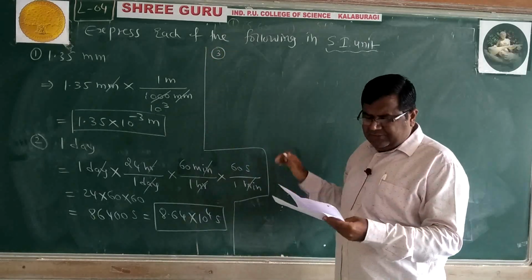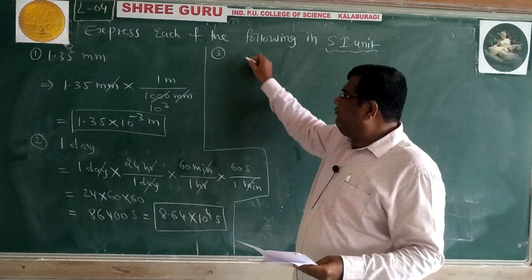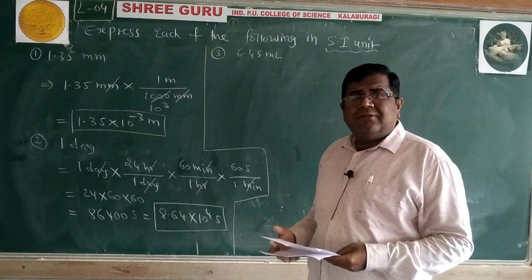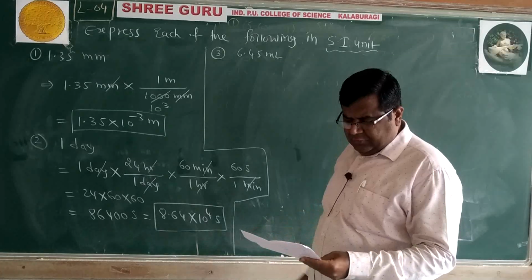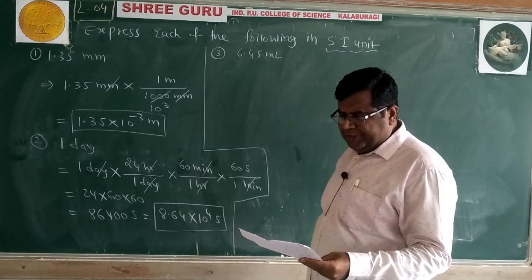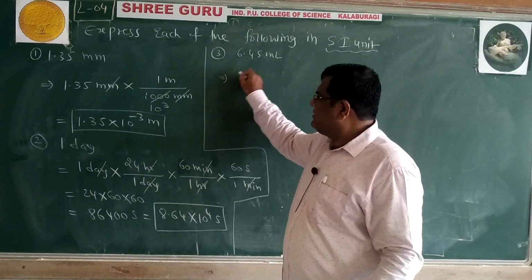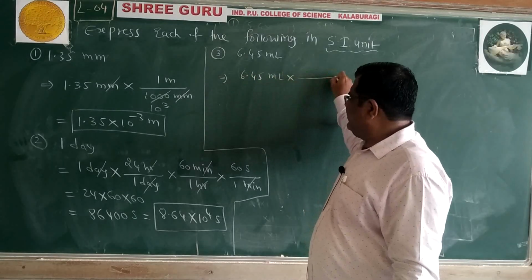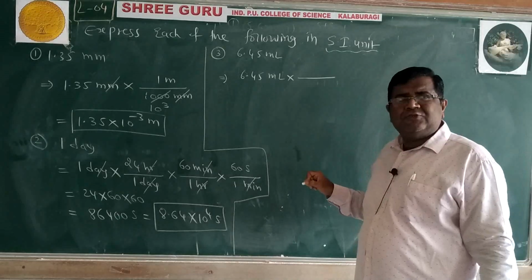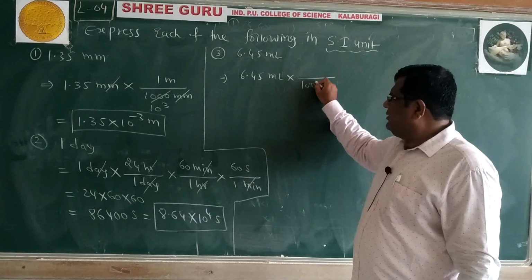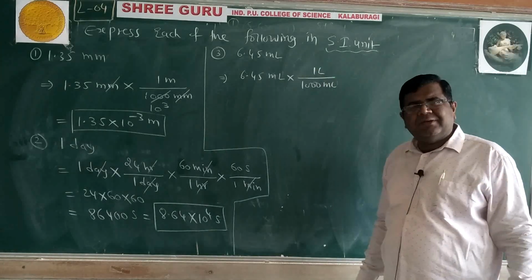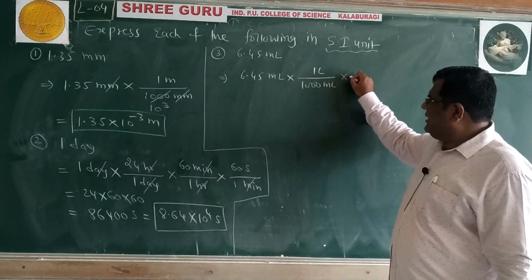See the third question. Now 6.45 milliliter. We have to convert this into cubic meter volume unit. So you can write this as 6.45 milliliter. And I will convert this to first liter. I will write 1000 milliliter is equal to 1 liter. Liter is also not SI unit.